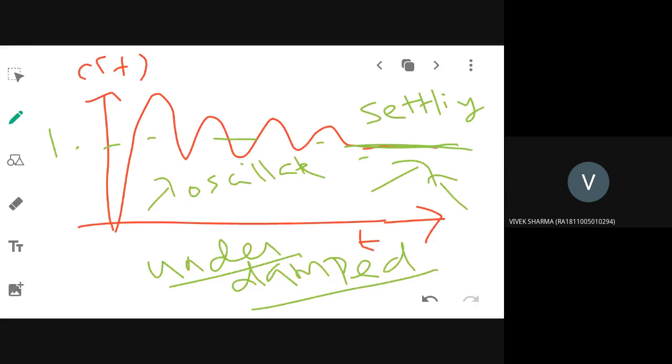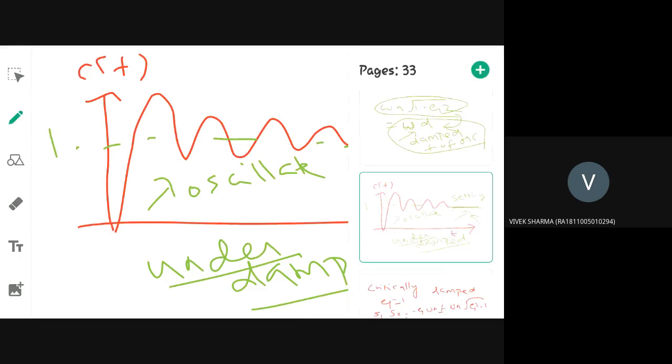This graph is also important. It will lead to the definition of the time domain specifications, that is delay time, rise time, settling time. You will calculate them using this curve only, so note it down. This is the response curve for an underdamped second order system. Initial oscillations will be there and finally it will settle down to the final value.